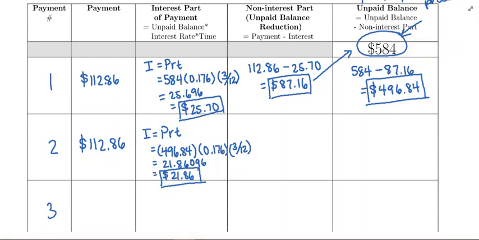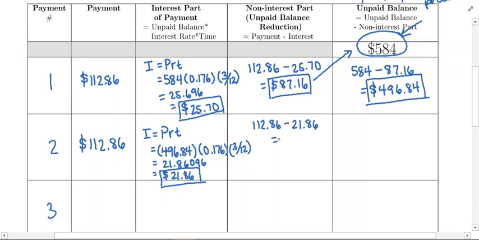So what happens when you make payment number 2? Well, you paid $112.86. Immediately, you have to pay off the interest that has accrued since the last payment. So you subtract out the $21.86 to pay that off. Plop that into a calculator, and that means $91 is the non-interest part of the payment. So of the $112.86, you pay off the $21.86 worth of interest, and that leaves you $91 that goes towards reducing the purchase price.